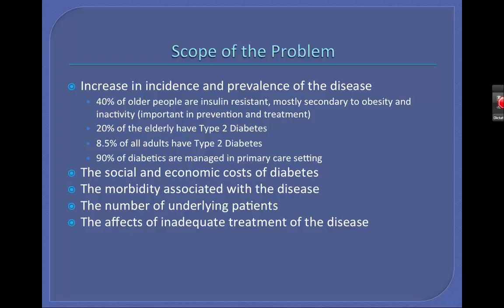Increase in incidence and prevalence of the disease. 40% of older people are insulin resistant, and this is mostly secondary to obesity and inactivity. This is important in the prevention and treatment of diabetics. 20% of the elderly have type 2 diabetes, and 8.5% of the adults have type 2 diabetes. 90% of diabetics are managed in primary care setting. There are a lot of social and economic costs of diabetes. There's a high morbidity associated with the disease.